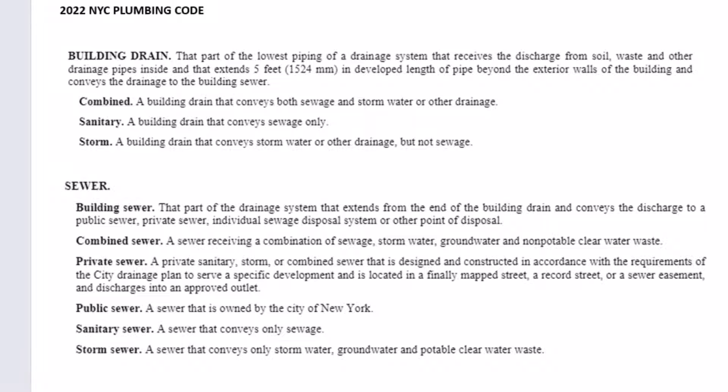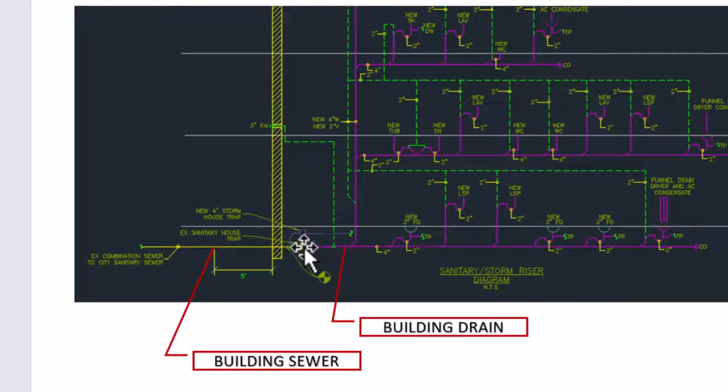So looking at a diagram, it actually looks something like this, where this is the storm piping, which also requires a storm trap or a P-trap on this storm piping. And then you have a house trap, which is part of the sanitary system, and where they both combine and go out to a single pipe. This pipe is considered a combined pipe.